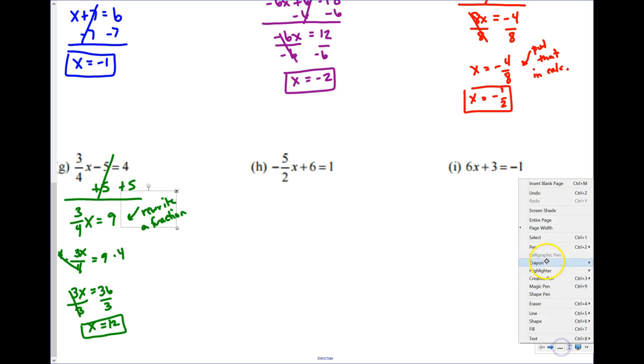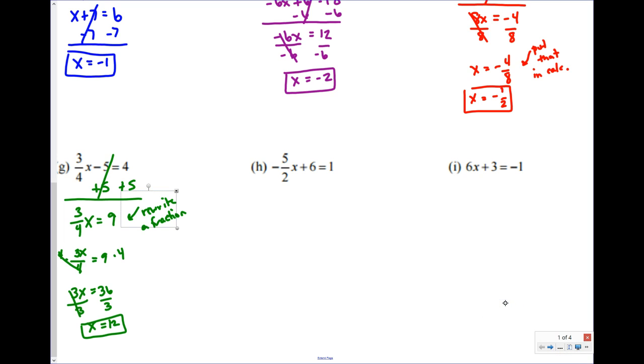Alright, letter H. First step, subtract the 6. The 6's cancel out, and I get negative 5 over 2x equals 1 minus 6 is negative 5. You can also always put that plus sign there and do 1 plus negative 6.